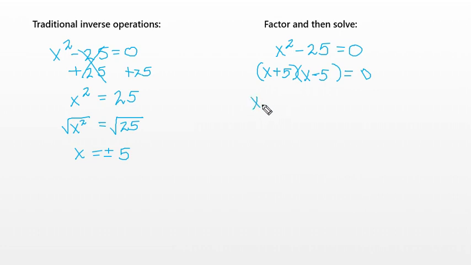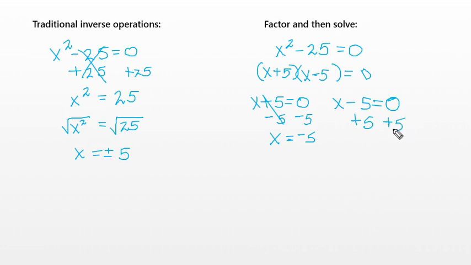So I'm going to write x plus 5 equals 0 and x minus 5 equals 0. And now I'm going to use my inverse operations on each of these to solve for 0. So I'm going to subtract 5 from both sides, and I'm left with x equals negative 5. And in this one, I'm going to add 5 to both sides, and I'm left with x equals 5. So again, I have x could be negative 5 or positive 5, which is the same that I got using the traditional inverse operations method.